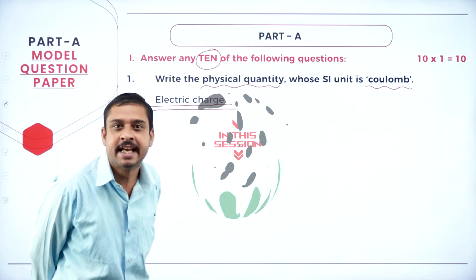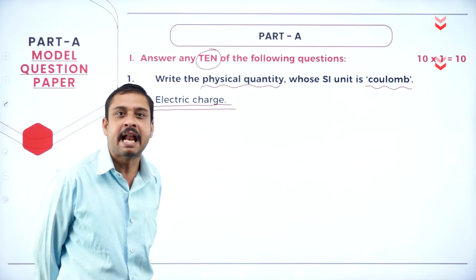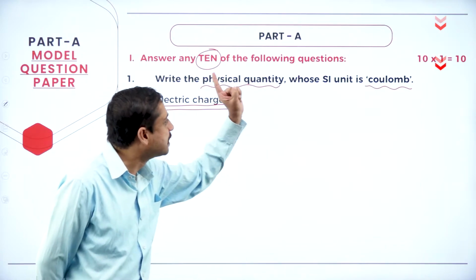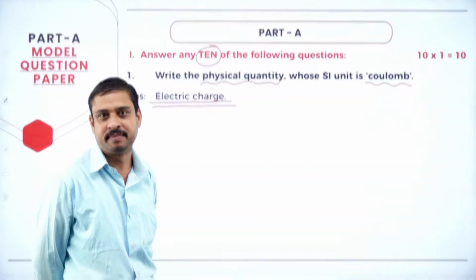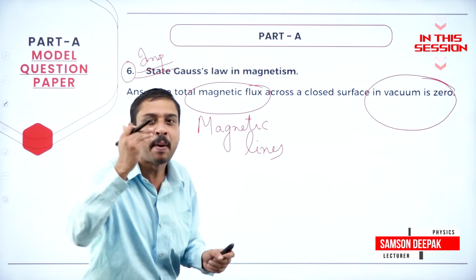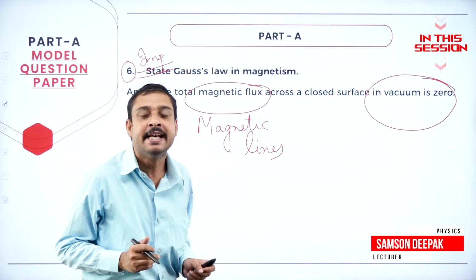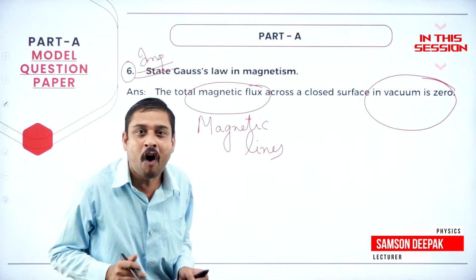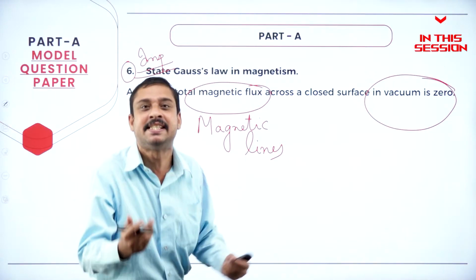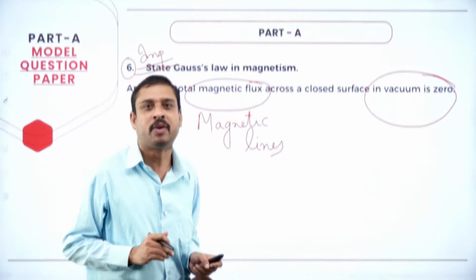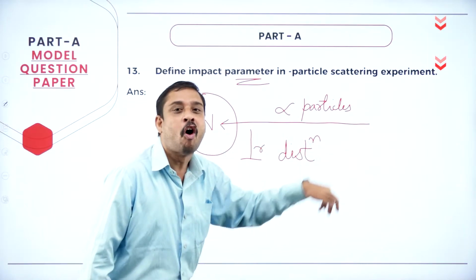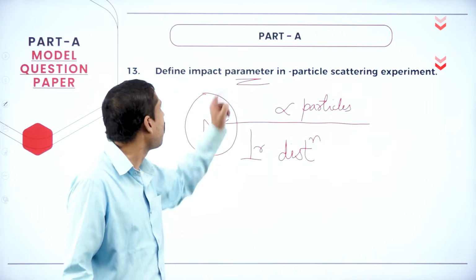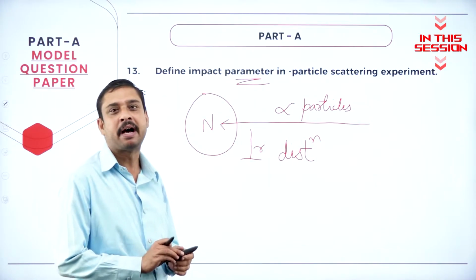Electric charge is a scalar quantity whose SI unit is coulomb. The magnetic field lines passing through a closed surface is zero because all the lines which enter the surface, all of them will come out. Considering the initial direction of projection, that is what is called impact parameter.